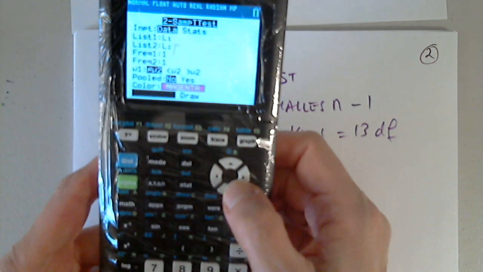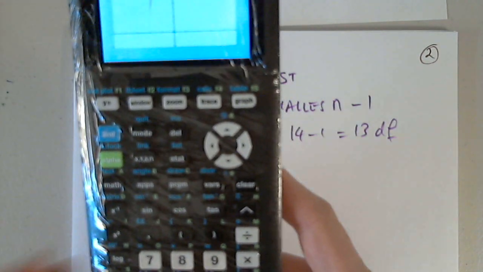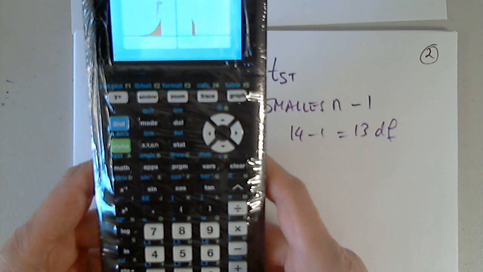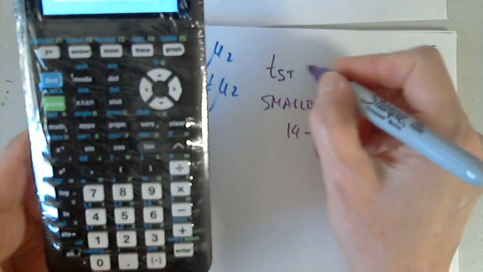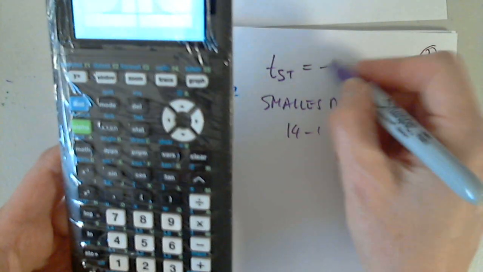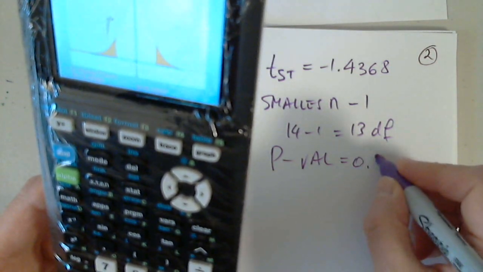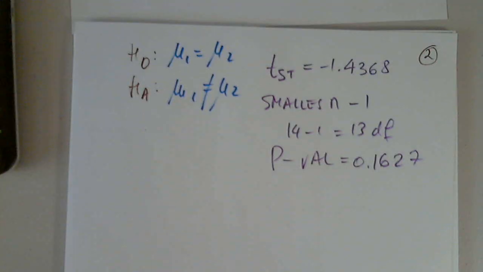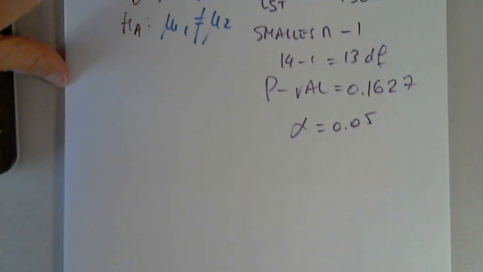So you know me, I like to draw. And we will determine the p-value. And we will determine the t-statistic. The t-statistic is negative 1.4368 with a p-value of 0.1627. And alpha was 0.05.